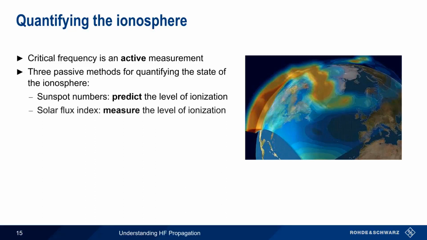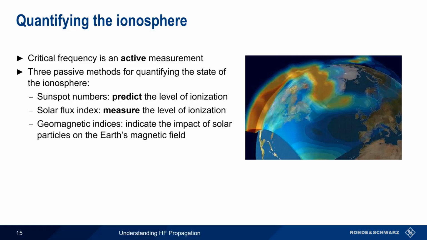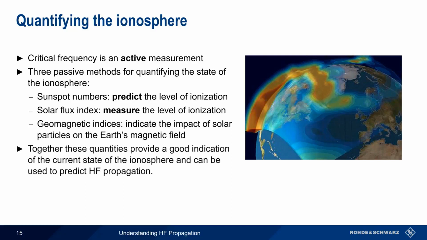The second is the solar flux index, which is an actual measurement of ionization. There are also 2 geomagnetic indices, the A index and the K index, which give an indication of the impact of solar particles on the Earth's magnetic field. Taken together, these quantities provide a good indication of the current state of the ionosphere and can be used to predict HF propagation. Let's take a look at each of these 3 quantities in a bit more detail.